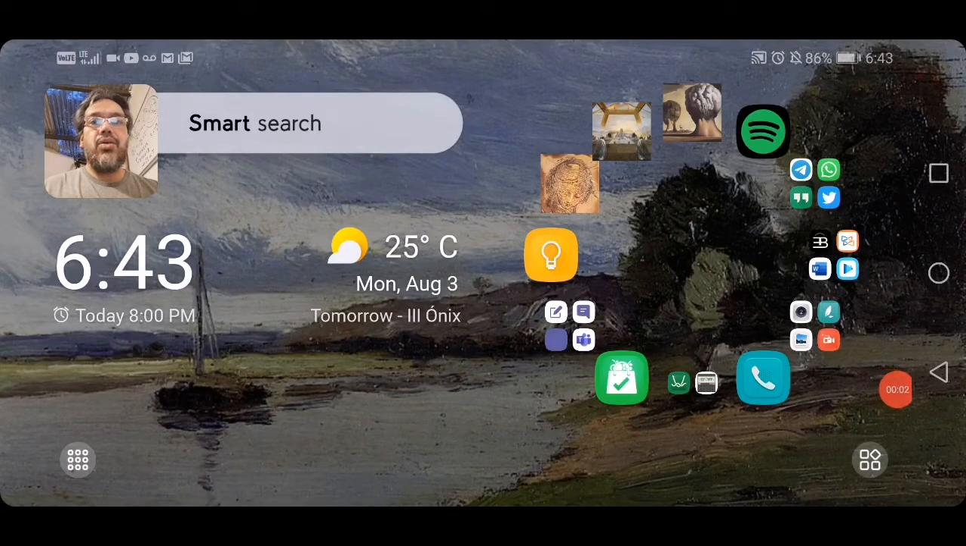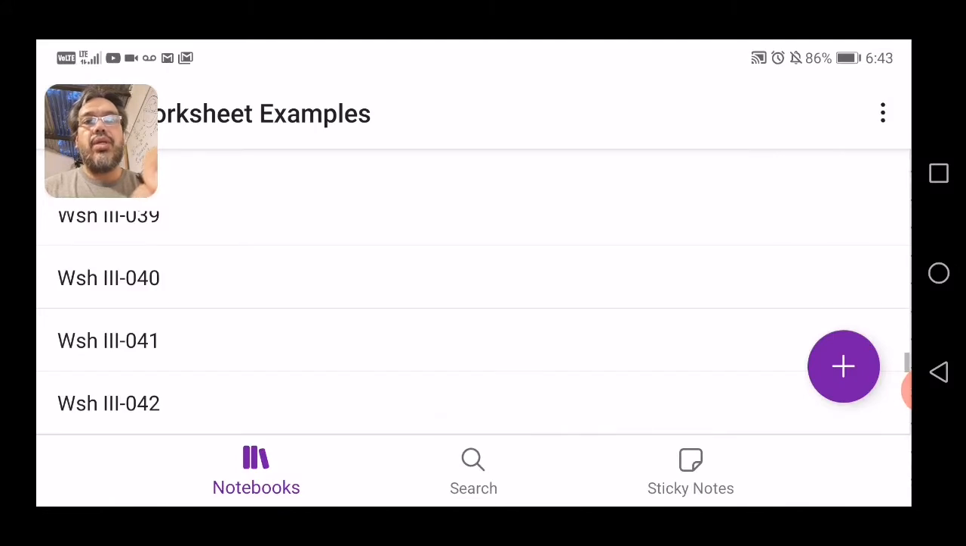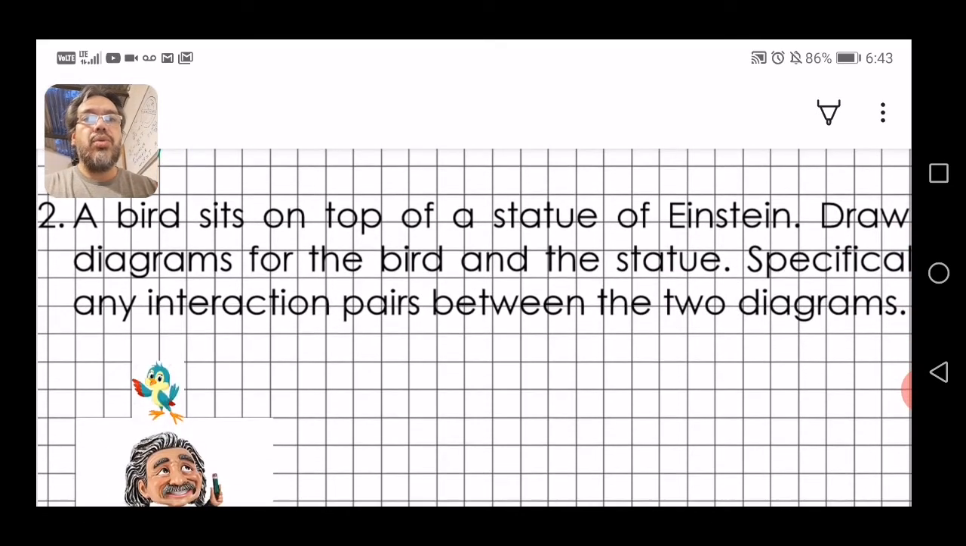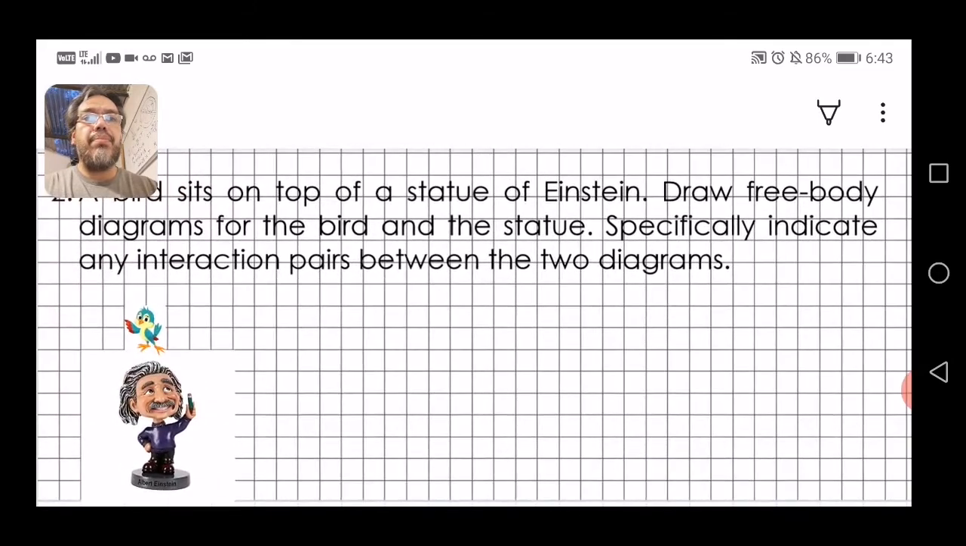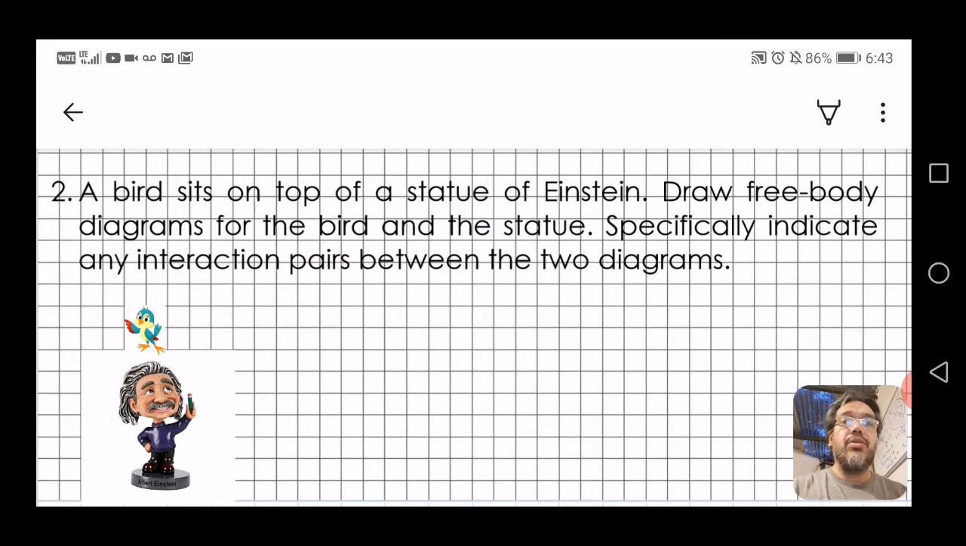Alright guys, so continuing with our series on how to work Newton's laws both in equilibrium and with acceleration, let's start with number 2, which is something both simpler and yet more complex in some respects than number 1.